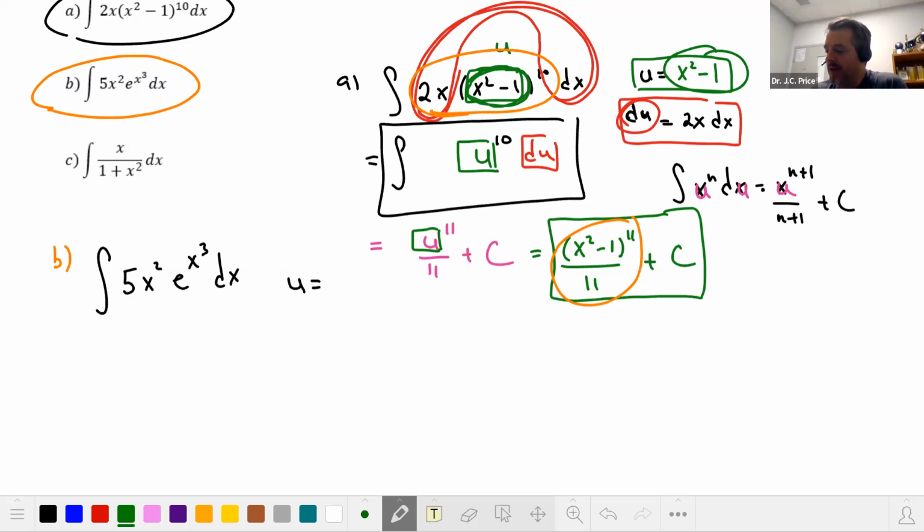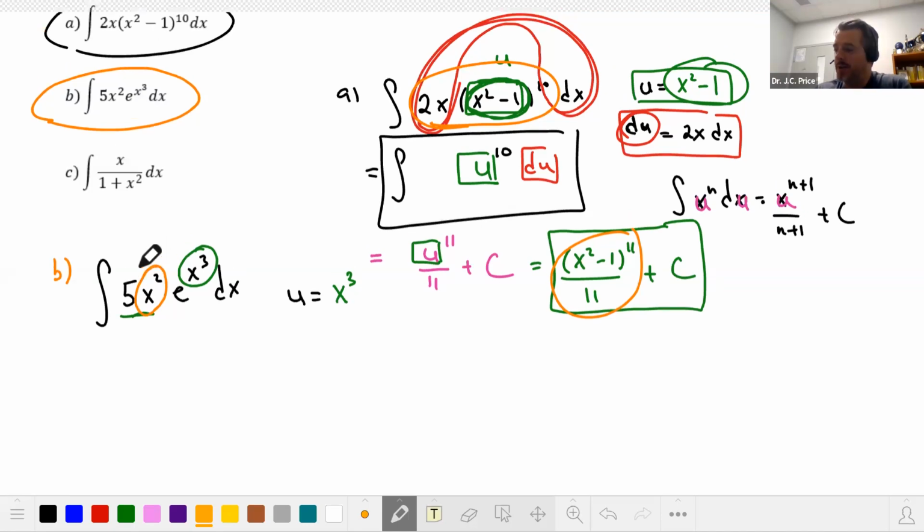So when I look at this, you have a couple choices. You have this 5x squared here, but that's not really on the inside. And then I also have this x cubed. So x cubed actually is on the inside of the e function. It's e to the... So I'm going to let that be my u. I also like that to be my u because when you take a derivative of x cubed, you basically get an x squared back. You're off by a constant.